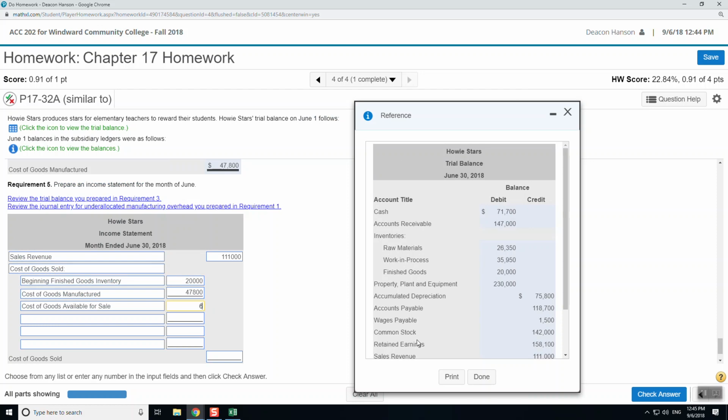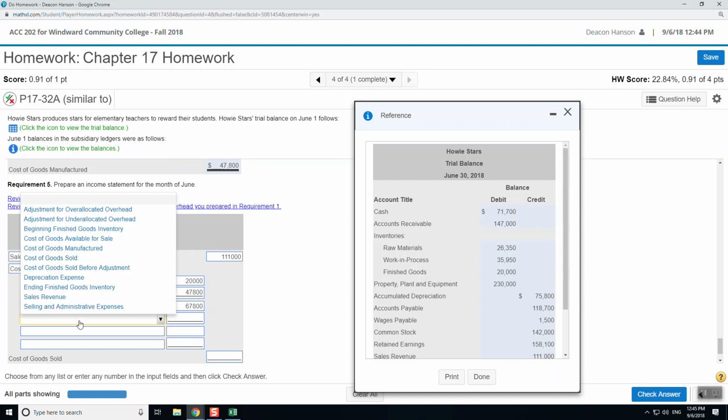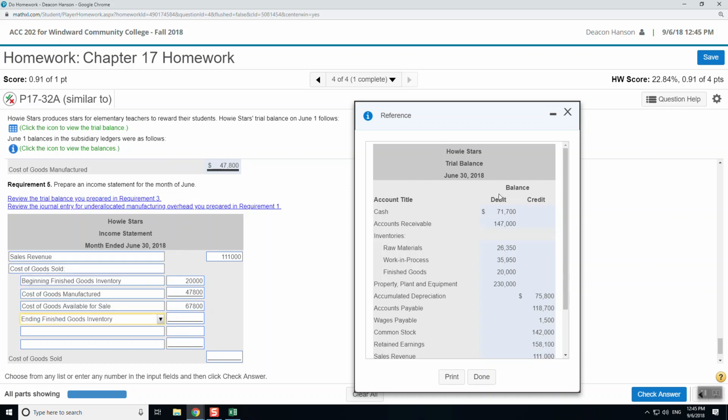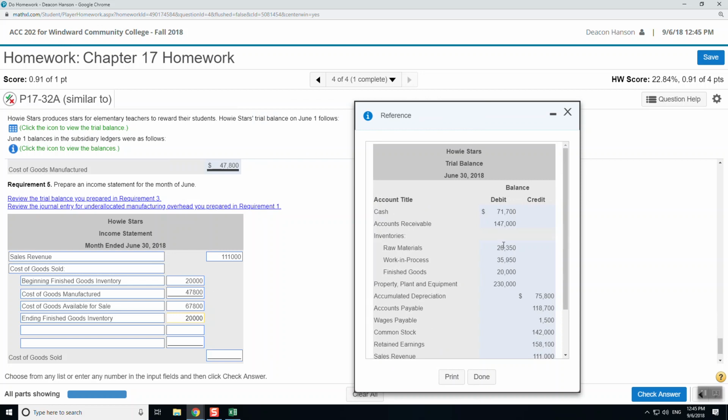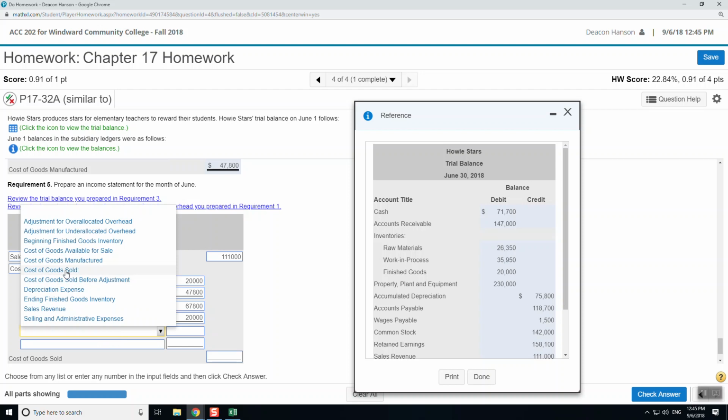So I got 67,800. Then I'm going to subtract my ending finished goods. So that's going to come off my June 30 trial balance, the ending trial balance. Oh, to make it easy, huh? 20,000. Okay. So we're right back to where we began. Just double check that beginning from here. 20,000 on June 1st. 20,000 on June 30. Okay, well, if that's the way they want it, that'll be my cost of goods sold.